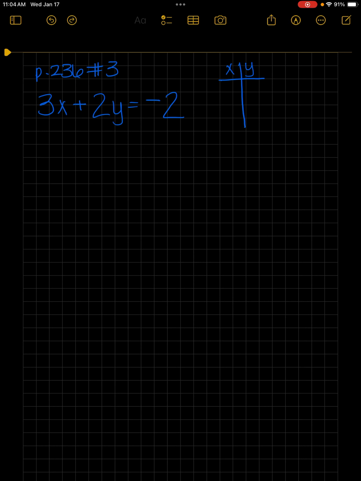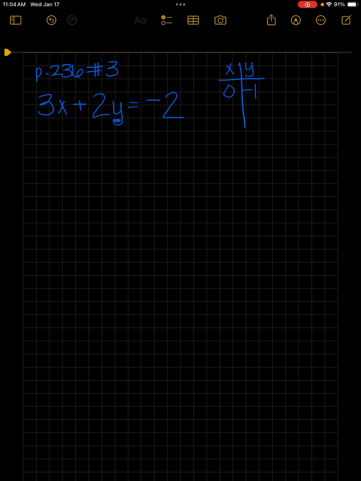So one of the things that I see right away is if I made y -1, that would make this whole thing -2, then this side would need to be 0, right? So I'm going to say x is 0, then y is -1.